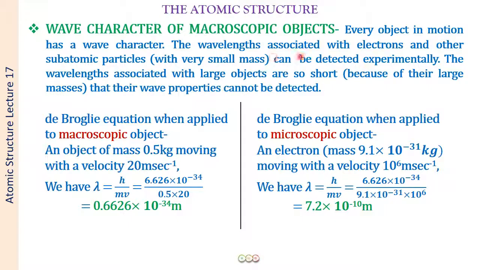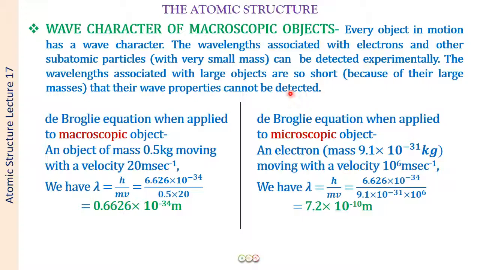But the wavelengths associated with the electrons and other subatomic particles which have a very small mass can be detected experimentally. But the wavelengths associated with the large objects are so short because of the large masses that the wave properties cannot be detected. We do not feel that a car is moving like a wave. We feel that it is moving in a straight line. We cannot see the wave nature of the car moving, right? Why is it so? Because the car has such a great mass.